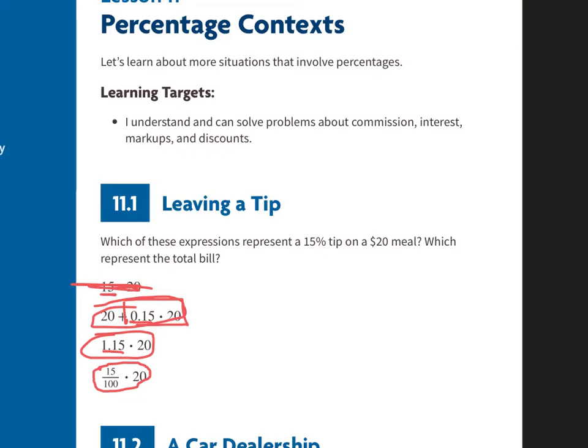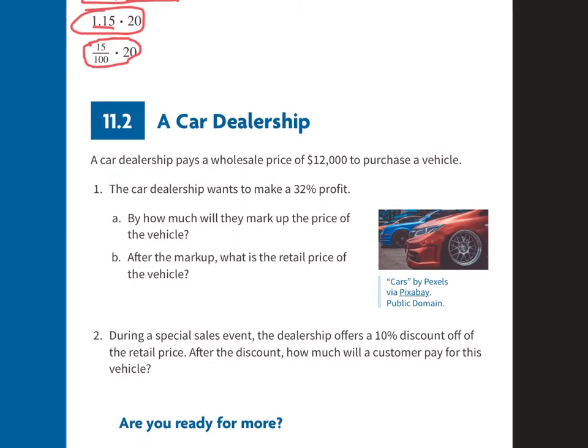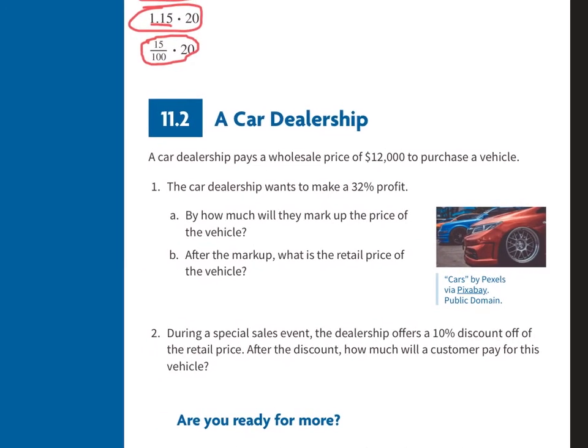Car dealership 11.2. A car dealership pays a wholesale price of $12,000 to purchase the vehicle. The car dealership wants to make a 32% profit. By how much will they mark up the price of the vehicle? After the markup, what's the retail price? So they want to know what is 32% of the price of the vehicle, and then what the price is going to be. So we can just go 32% times 12,000.